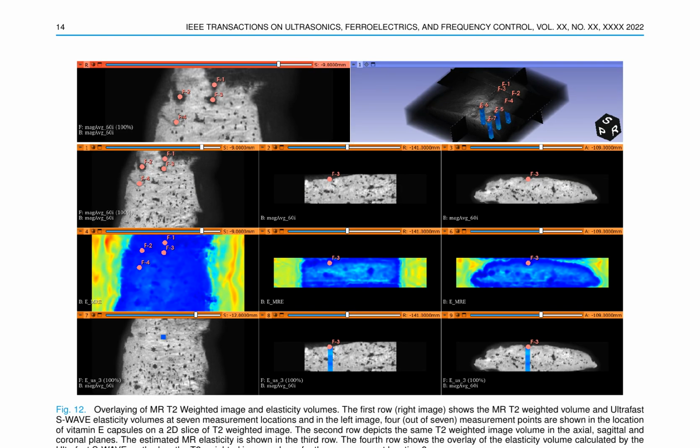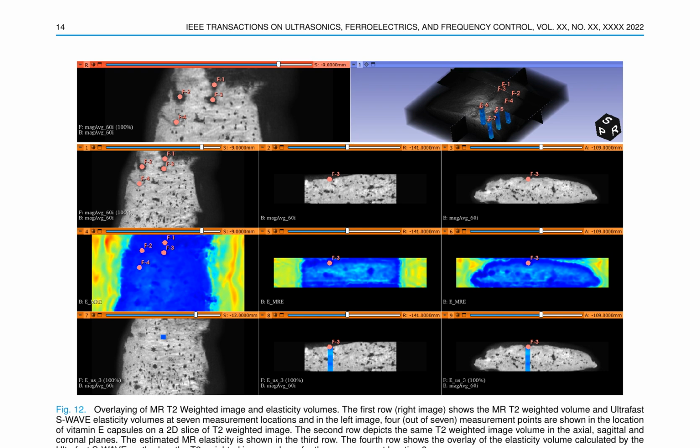The integration of magnetic resonance, MR, T2 weighted images with elasticity volumes is a crucial step in the visualization and analysis of anatomical details. This process enables researchers to overlay elasticity volumes calculated by the ultrafast SWAVE method onto the T2 weighted image volume, providing a comprehensive view of elasticity properties in conjunction with anatomical details. As demonstrated in Fig. 12, this overlay can be visualized in various planes, allowing for a detailed examination of the relationship between elasticity properties and anatomical structures.